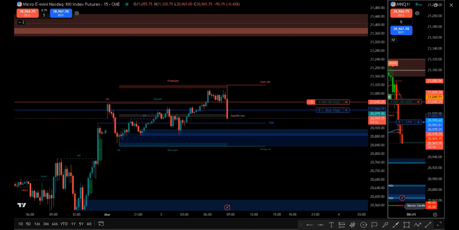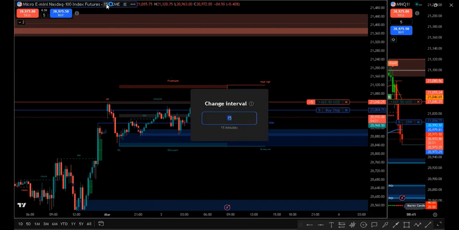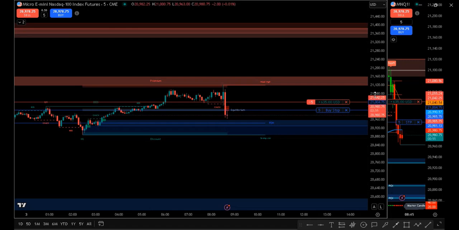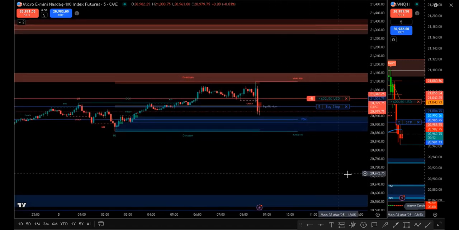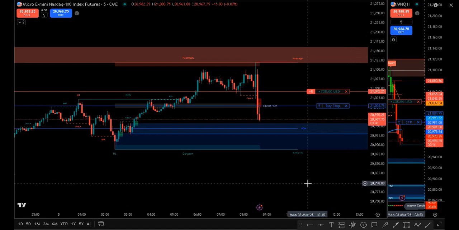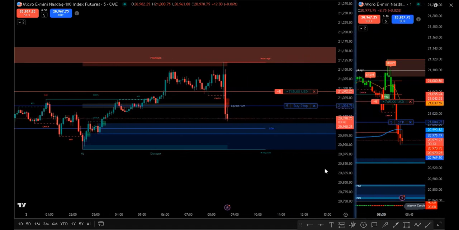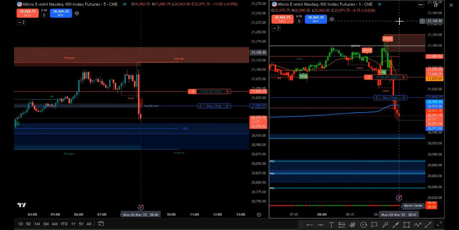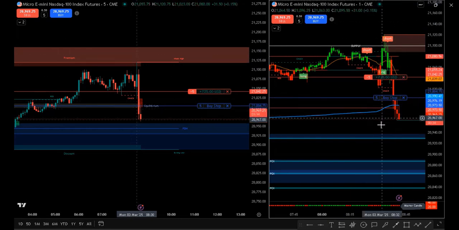On the 1 minute, we had the break and retest, leaving behind a wick at the 200 EMA. I'm going to leave my stop loss right above that wick. I'm going to check out the 5 minute time frame and see what it's looking like. On the 5 minute, you can see where we had that rejection, the wick on the red box, the premium zone, followed by a bearish candle. And you can also see we have an order block above that candle where our stop loss is.